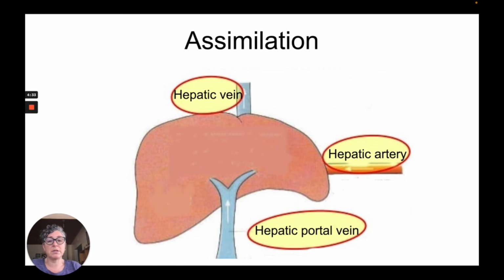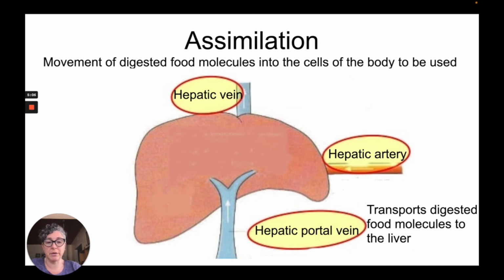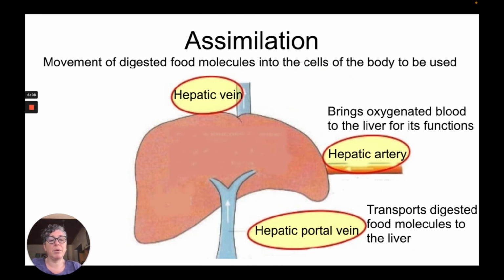So let's briefly talk about assimilation. So we have some blood vessels attached to the liver. They'll have this word hepatic, and that just refers to the blood vessels that are around the liver, that function with the liver. So assimilation is the movement of digested food molecules into the cells of the body to be used. So the hepatic portal vein is going to transport digested food molecules to the liver. The hepatic artery is going to bring oxygenated blood to the liver for its functions.